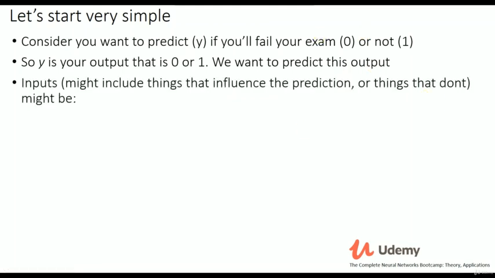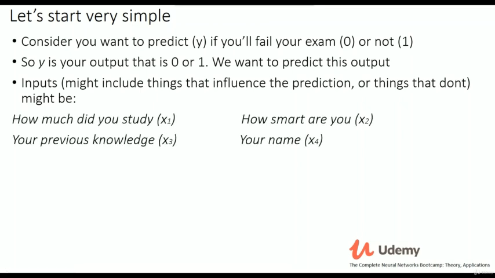Now, the inputs to the problem that you're trying to solve might include things that do influence the prediction or things that don't influence the prediction. So for example, your inputs might be how much you study, how smart you are, your previous knowledge on the subject that you're doing the exam on, and your name. Now, for example, the first really influences your prediction. These two do help.